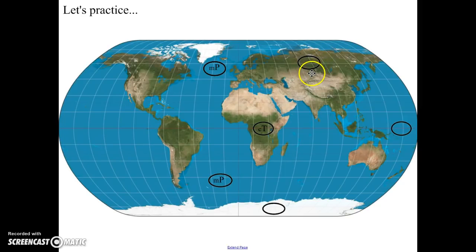How about this one up in Asia, up near Russia? Well, it's over land, so it's going to be dry. So continental. And again, it's going to be a cold area. It's nowhere near the equator. So continental polar. Lowercase c, capital P.